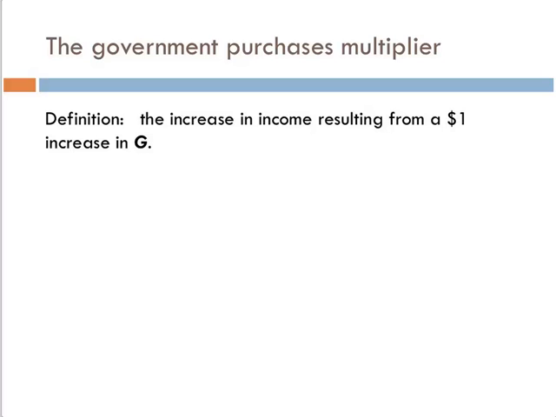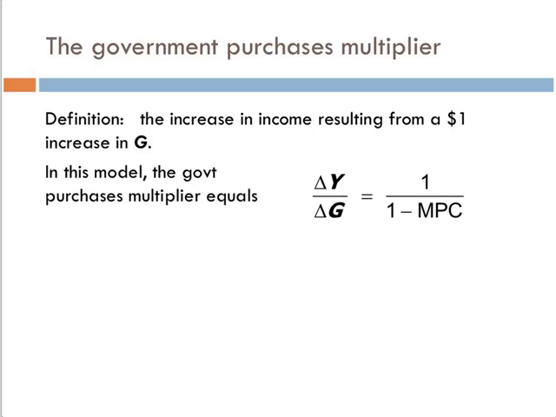So, definition: an increase in income resulting from a $1 increase in government spending. That is what the government purchasing multiplier is. And remember, it was 1 over 1 minus MPC. You want to remember that. So in this model, the government purchasing multiplier equals, well, okay, yes. So this makes sense. So it's the change in income over the change in government spending, or you could think of it as the derivative of equilibrium income with respect to government spending, and that just equals that.